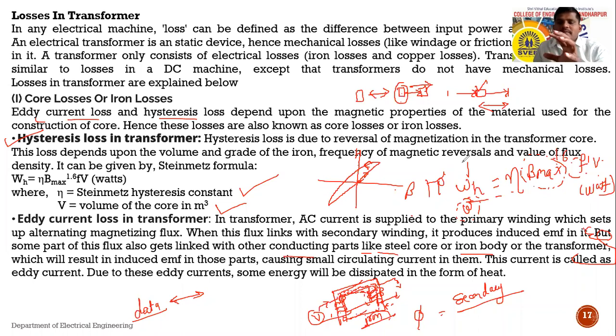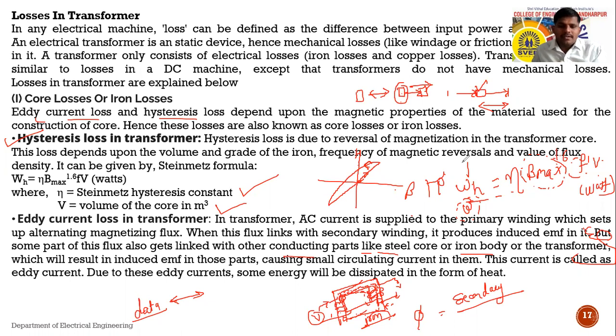Small amount of current will be generated. So this current is called a circulating current, or this current is called eddy current. Due to that eddy current, some heat, some power will be dissipated in that conducting part in the form of heat, so that is called eddy current loss. Okay, getting what is meant by eddy current loss? Hello, eddy current, all of you get what is meant by eddy current?